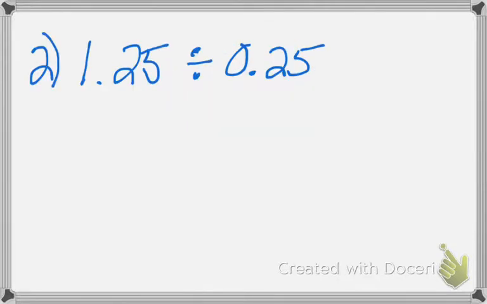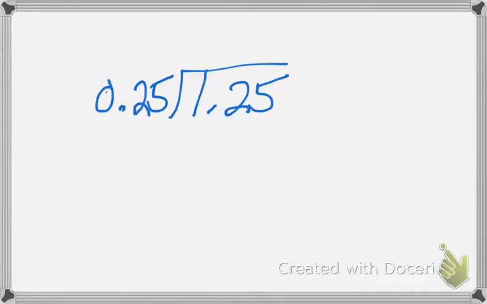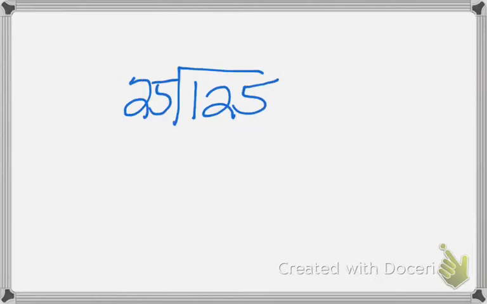Number 2, the problem is 1.25 divided by 0.25. So we want to set this up. 1.25 is in the box. 25 hundredths is outside of the box. And again, we cannot divide by a decimal. So we have to move the decimal 2 places this time. So we're actually multiplying by 100, or 10 to the 2nd power. So we must do the same thing to our dividend. Move it 2 places, and our decimal will end up being all the way on the right, making it a whole number also. So what we end up having is 125 divided by 25.